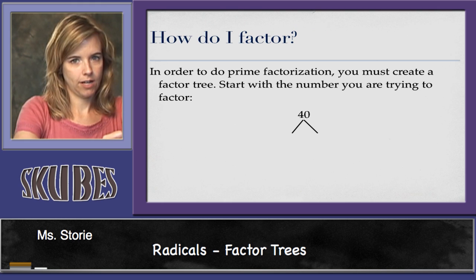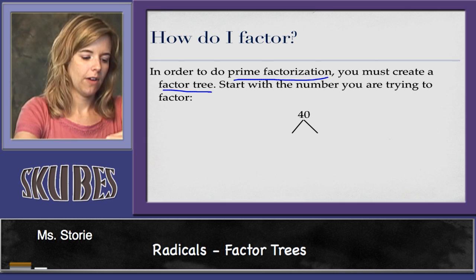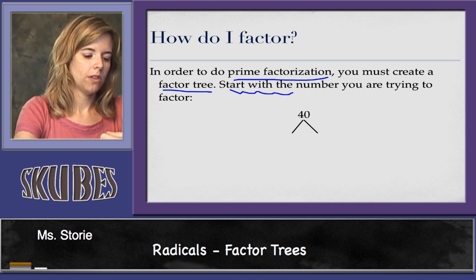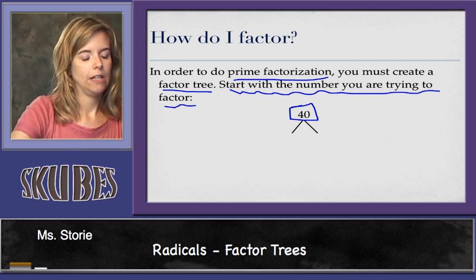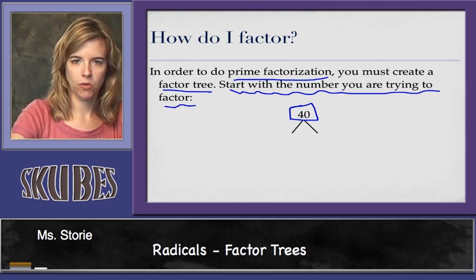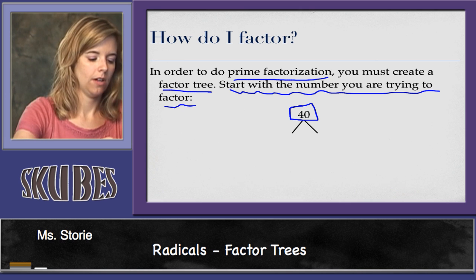Now, how do I factor down to those prime numbers? In order to do the prime factorization, you have to create a factor tree. So let's start with the number you're trying to break down, which happens to be 40. You can pick any numbers you want that multiply together to get 40. In the end, you're always going to end up with the exact same prime numbers.